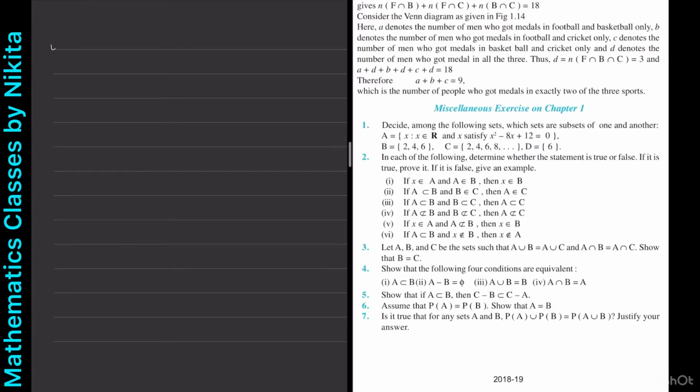Third part says that if A is a subset of B and B is a subset of C, then you have to prove that A is a subset of C. You have to tell whether it is true or false. If it is true, then you have to prove it. Now you can see that this is clearly transitivity. A is a subset of B, B is a subset of C, then A is a subset of C. So I'll say this is true, and this is known as transitivity of operations. So here the operation is subset.